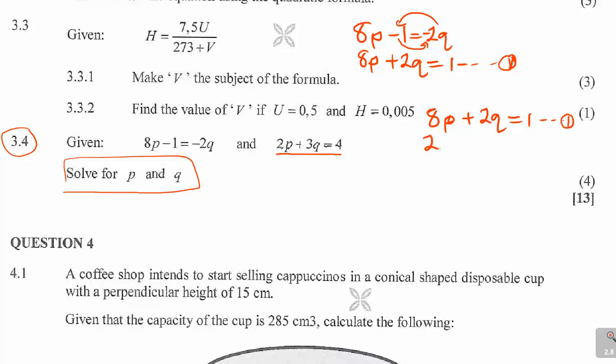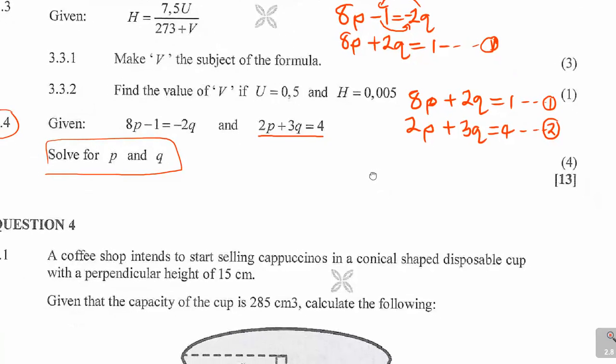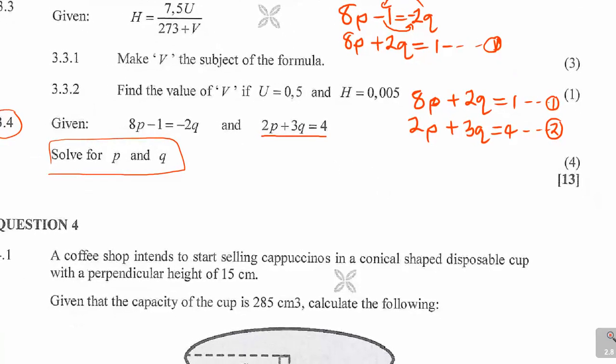And I have 2p plus 3q is equal to 4, and that is my equation 2. So now what I needed to do was to eliminate or solve. There are different ways of solving simultaneous equations. I cover it in the book, but now I'm just going to use the first one that I use, which is called the elimination method. So how do I eliminate?